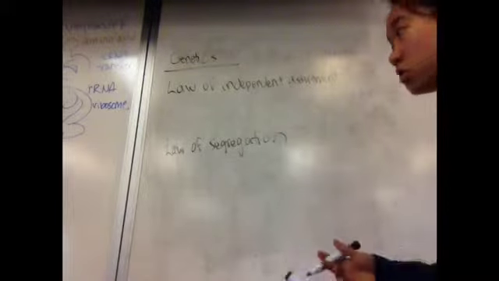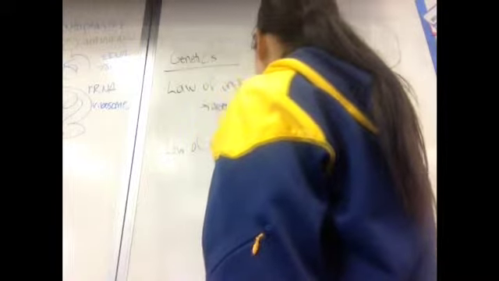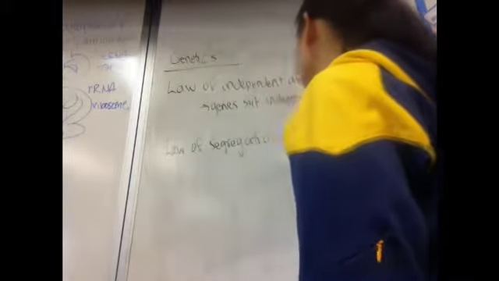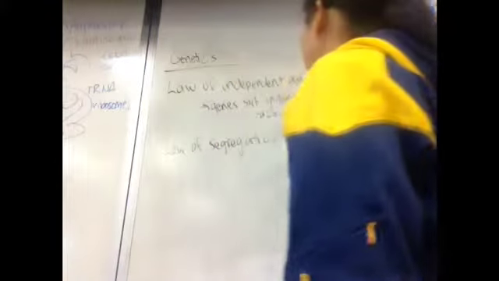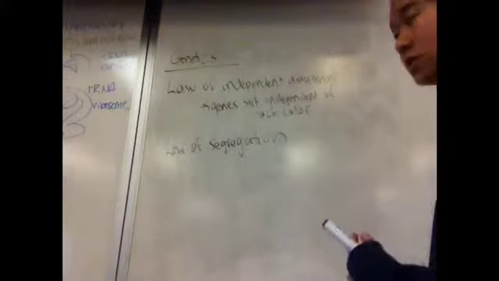The law of independent assortment says that genes sort independent of each other. Hair color should not influence eye color. Height should not influence other things.